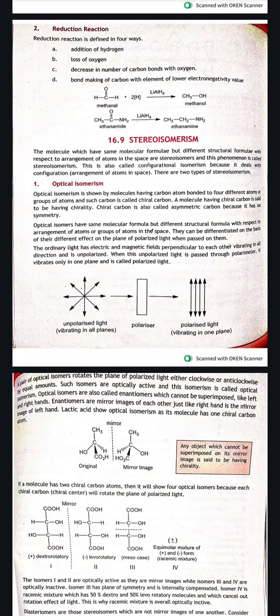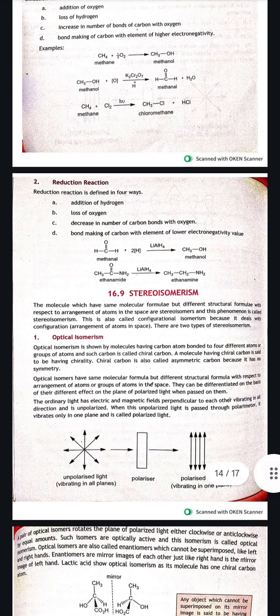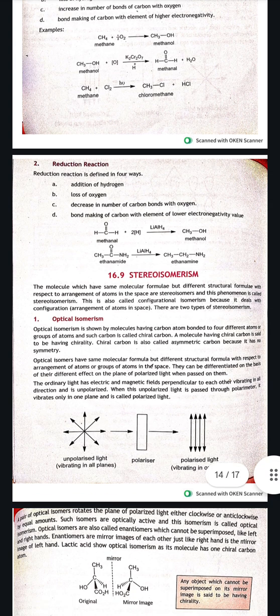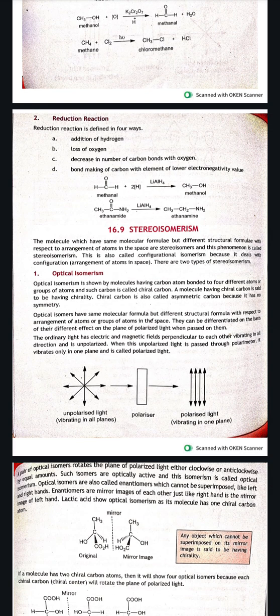Reduction reactions: the addition of hydrogen, loss of oxygen, and decrease in carbon bonds with oxygen, bond making of carbon with an element of lower electronegativity value. Like here we have methanol that is converted into methanol. And after that we have ethanamide, which reacts in the presence of lithium aluminium hydride to give ethanamine.